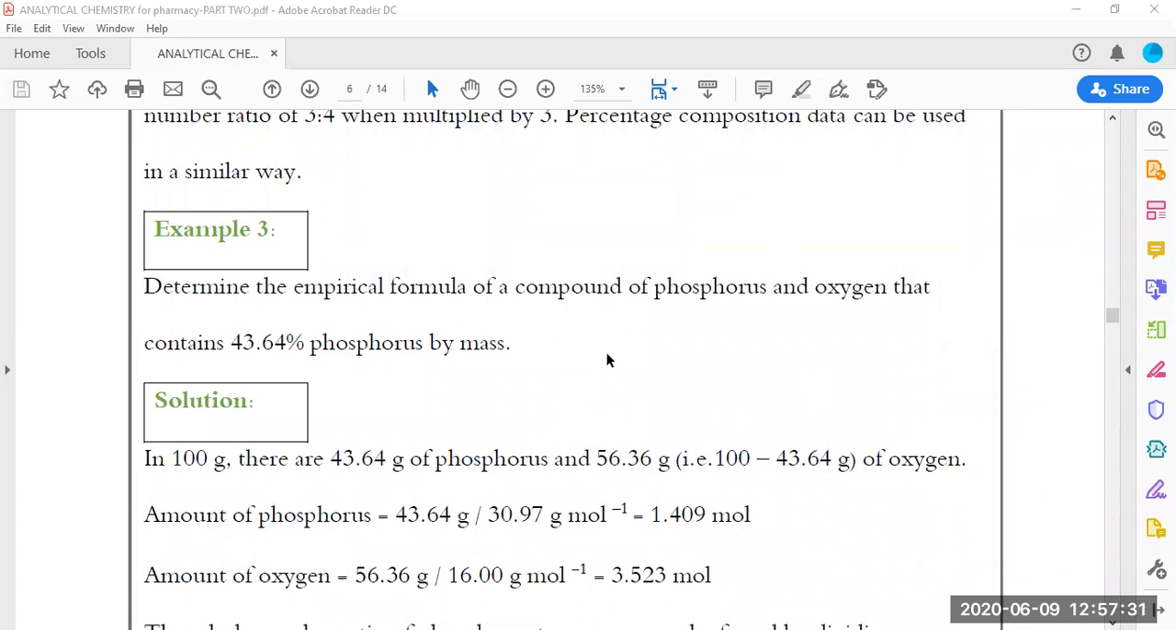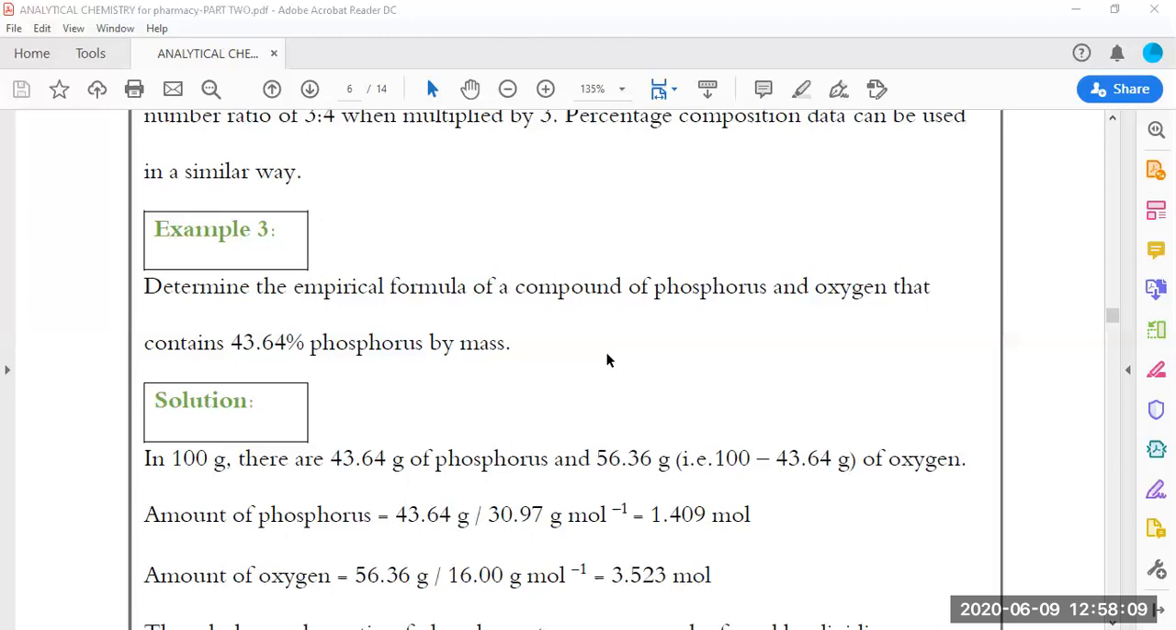Right, we have another example. It says determine the empirical formula of a compound of phosphorus and oxygen. The compound contains only phosphorus and oxygen, and it contains 43.64% phosphorus by mass. Of course, remember we're talking about mass, not how many. You're not taking the percentage of how many as a number. You're taking it as a mass and then as a mole.